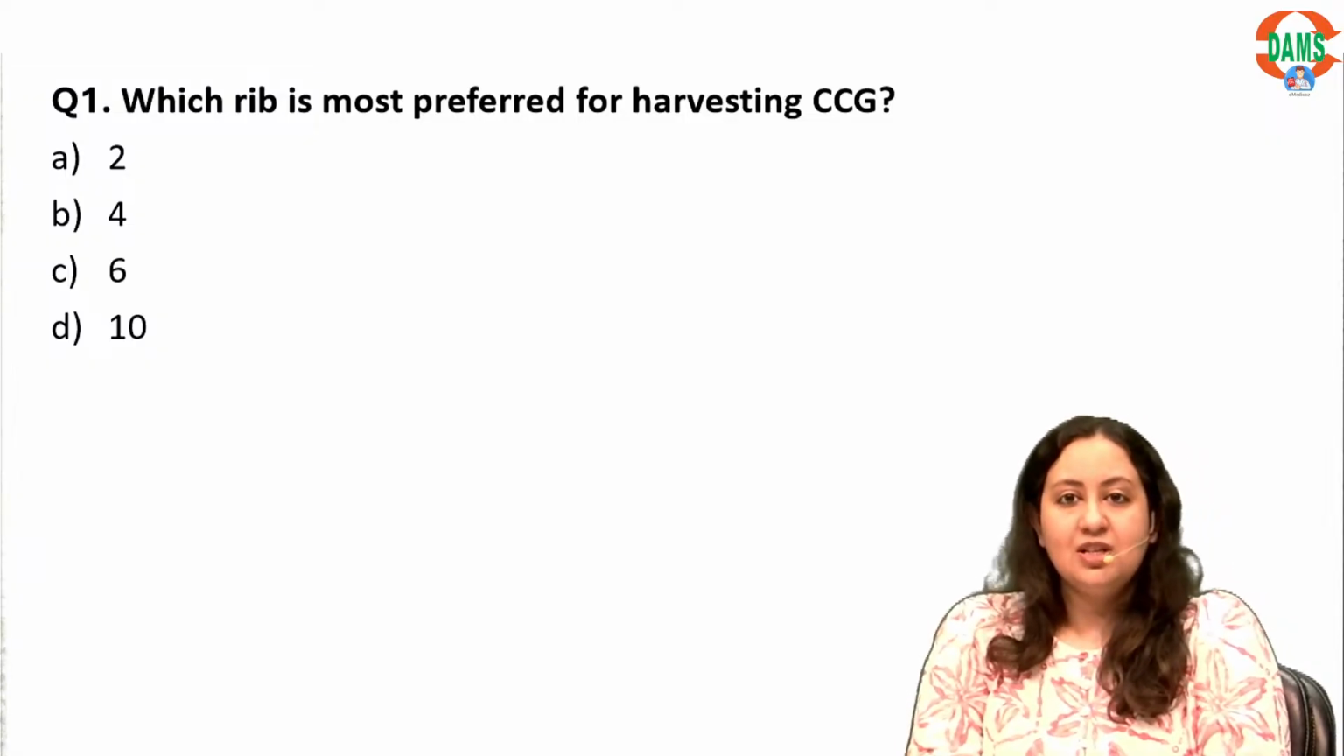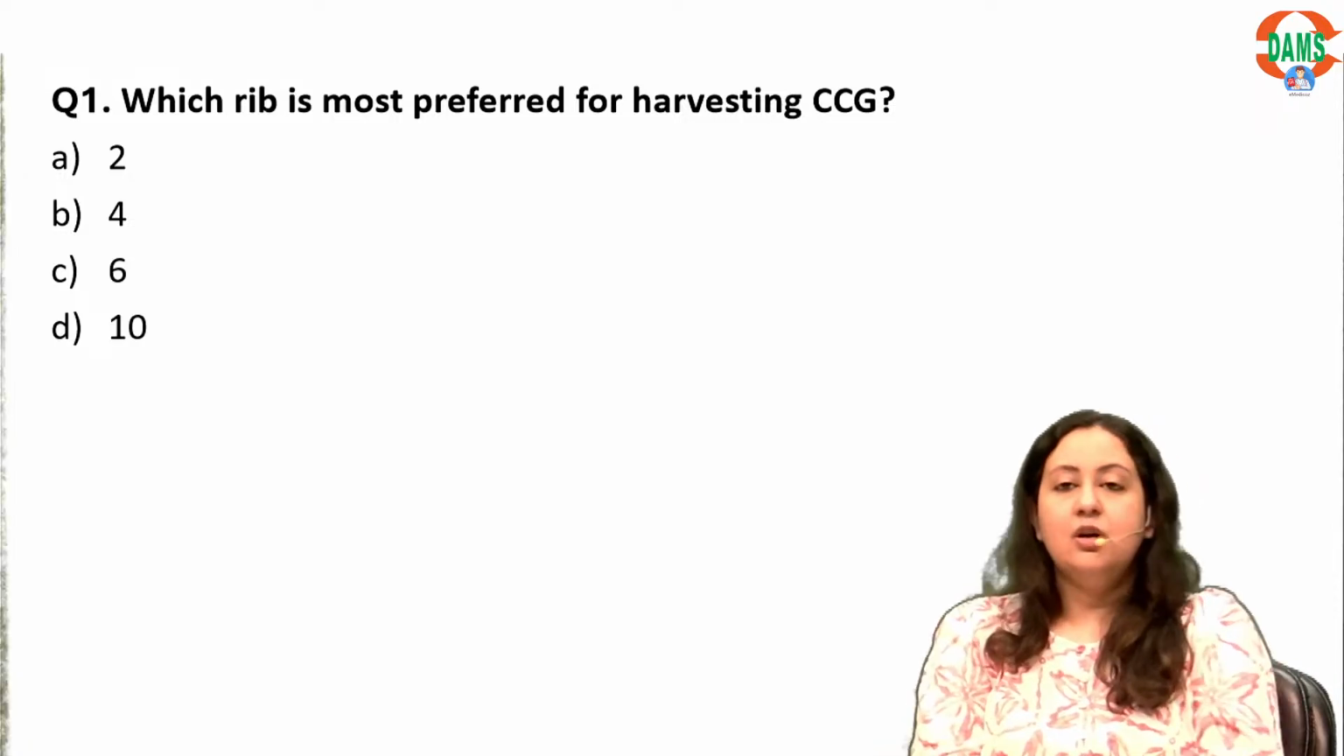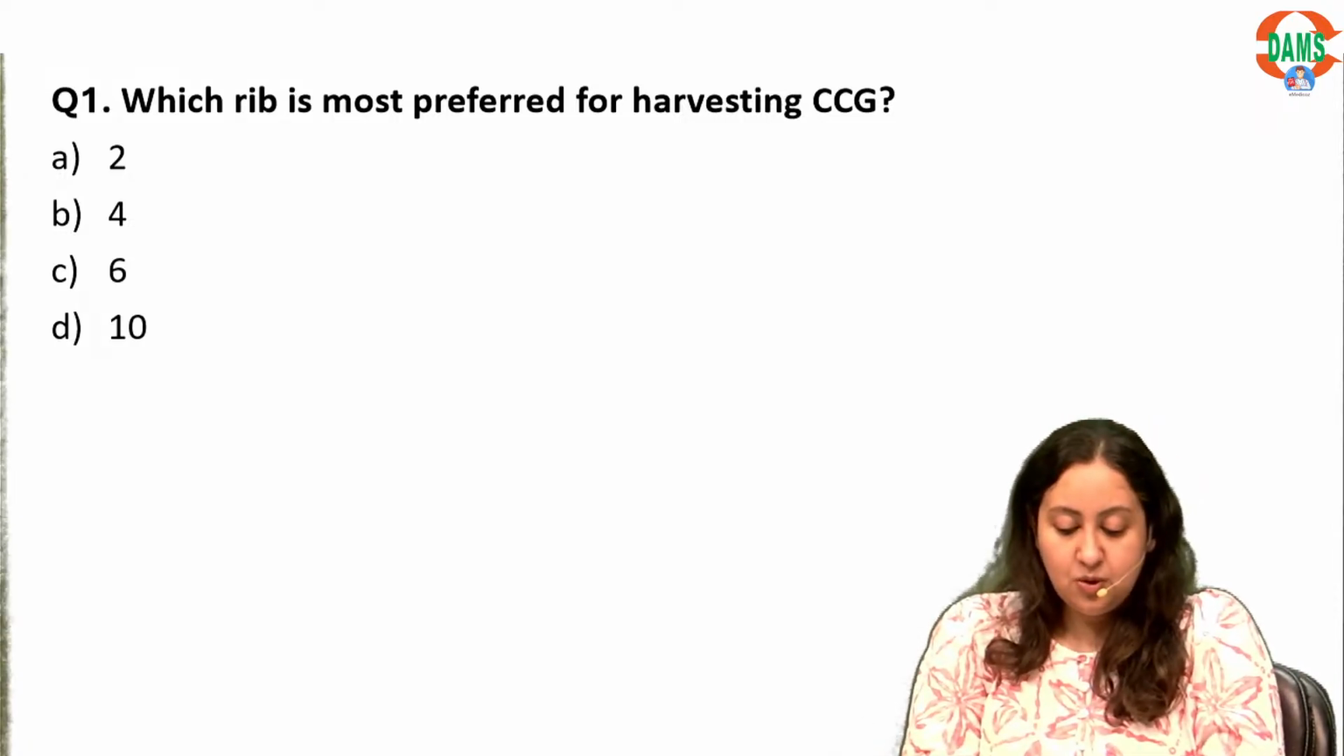We start with question number 1. Which rib is the most preferred for harvesting costochondral graft?